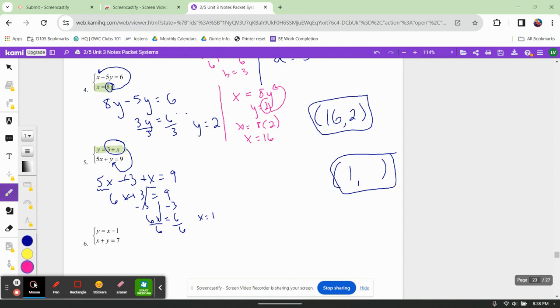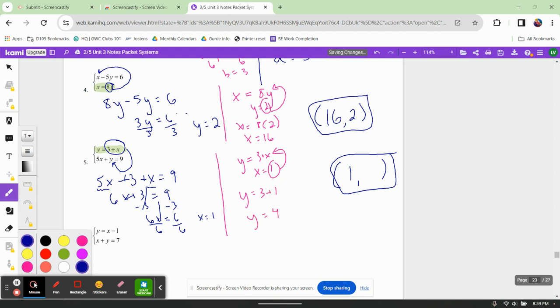Now we have to solve for our unknown y. It doesn't matter which equation. I'll choose my first one. y equals 3 plus x. We know that x equals 1. So I'm going to take this 1 and plug it in for x. y equals 3 plus 1. So y equals 4. So your ordered pair is 1, 4.